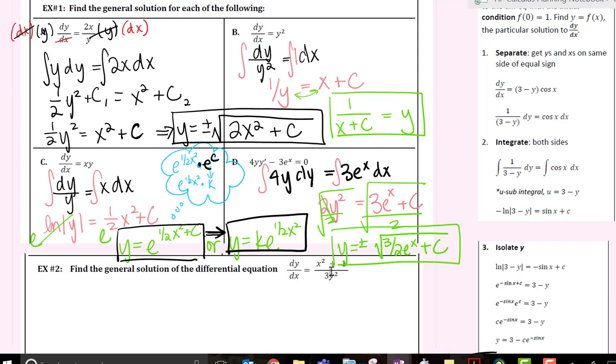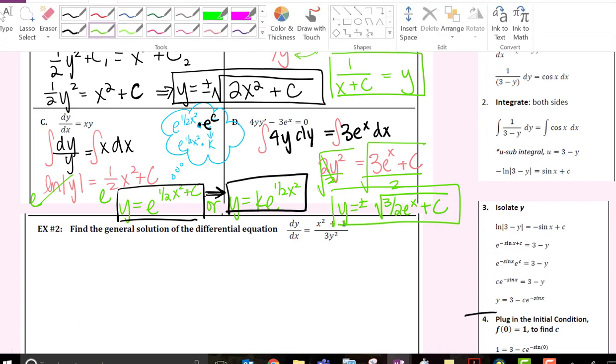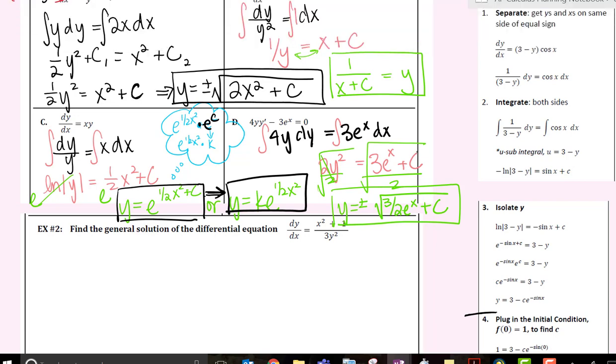The other way you may have seen this is you may have seen the variables on the same side. So something that you could have seen, especially if you were looking at multiple choices, they won't solve for y. You could have had 2y squared minus 3e to the x, and that equals c, right? So just manipulating those little guys a little bit, moving them around. These are all versions that you may see.